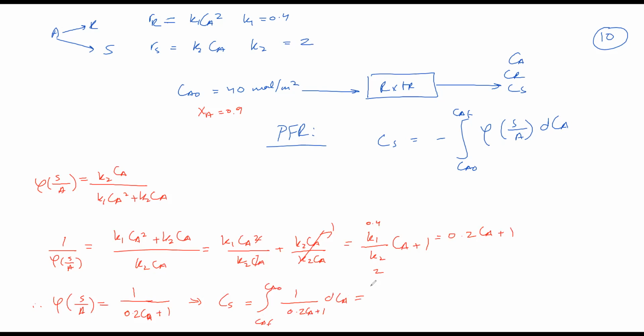And this integral right here is equal to 1 over 0.2 multiplied by ln of the denominator, ln of 0.2 Ca plus 1. And this will be from Ca f, which is 4, to Ca naught, which is 40. I calculated Ca f because I'm given the conversion and Ca naught, so I can calculate Ca f to be 4 directly. If you do this calculation, you're going to get Cs to be equal to 8 moles per meter cubed. This is the outlet composition.